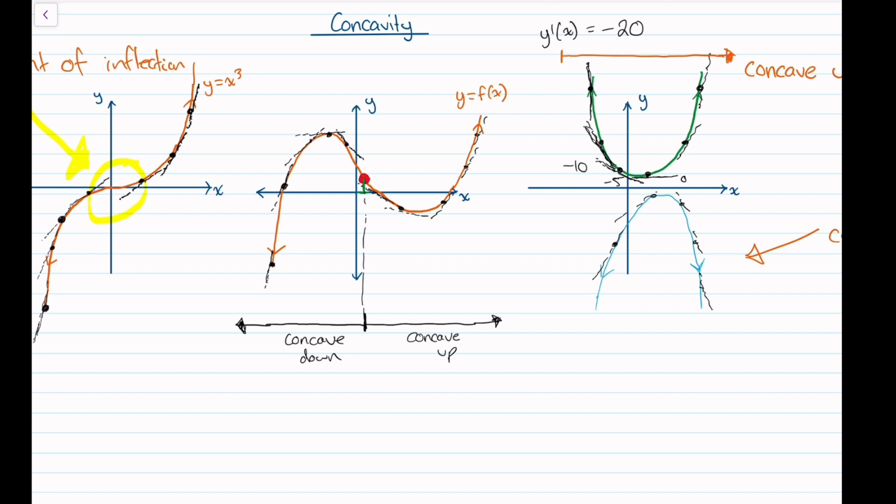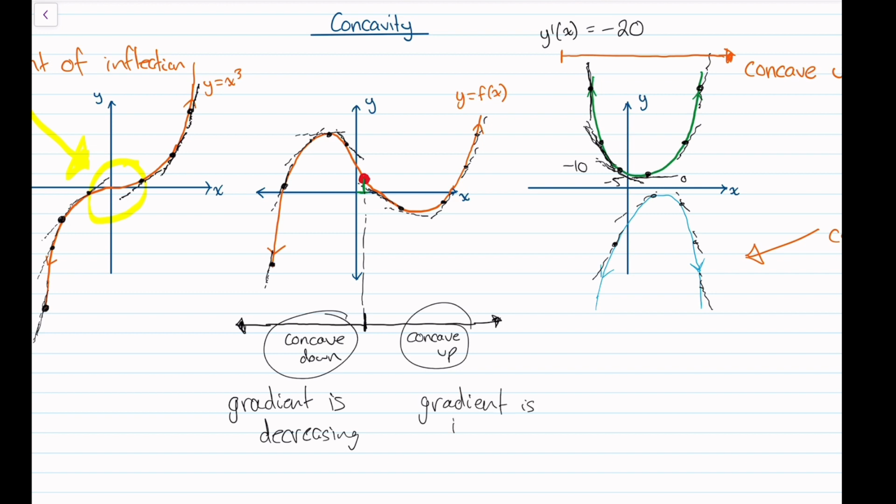Third and final thing, an easy way to remember if something is concave down or concave up, if you get that confused, the way that I remember it is, for concave down, the gradient is decreasing. So the gradient is getting smaller and smaller. For concave up, the gradient is increasing.